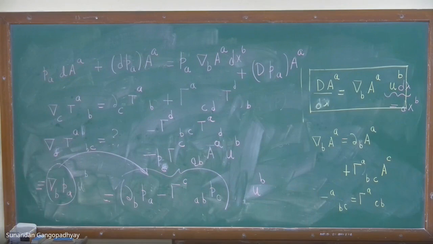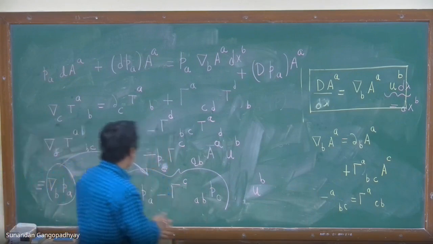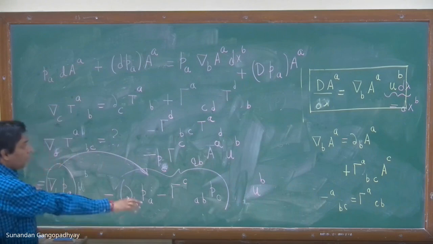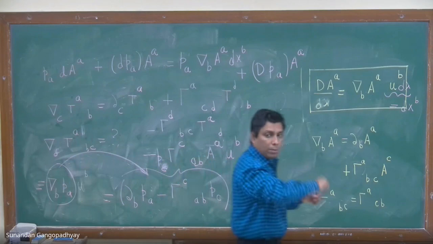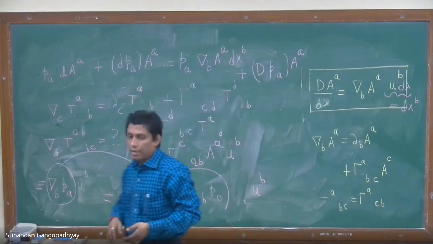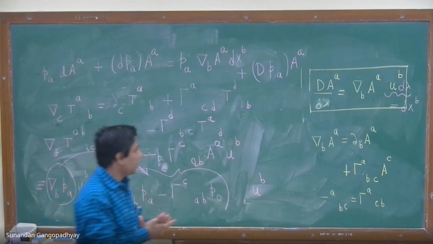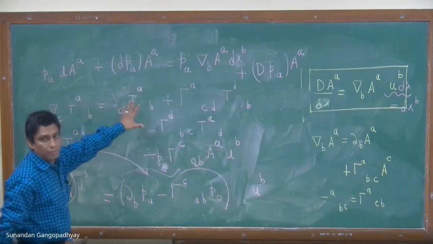So today in this lecture we have learned what a covariant derivative is, and how we have a rule for transporting tensors from one point to another point. We have also learned how to take covariant derivatives of contravariant vectors, covariant vectors, and also mixed tensors of this kind.